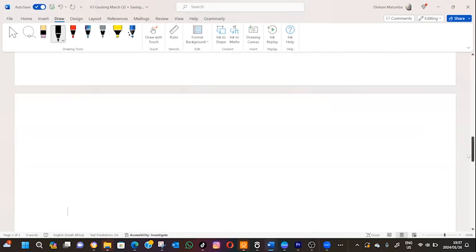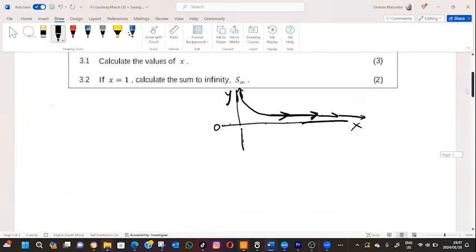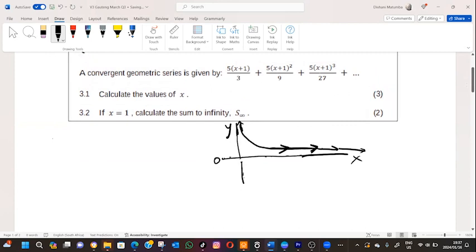All right. What we have is what we have on the screen. So how do we solve this equation? What we can see is that there's a common ratio. Now, to find the common ratio, you divide the second term by the first term, or the third term by the second term. You will get the same answer.